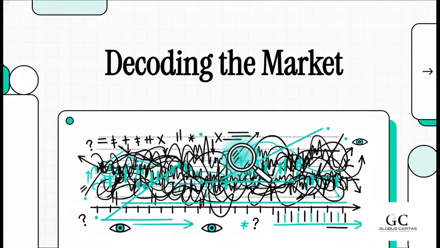When you first look at a financial chart, it can seem like just a huge, jumbled mess of lines. But what if I told you there's a hidden language in all that chaos? Well, today we're going to decode that language. We're going to learn how to actually read the story the market is telling. So let's dive right in.